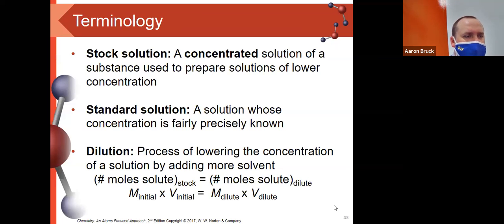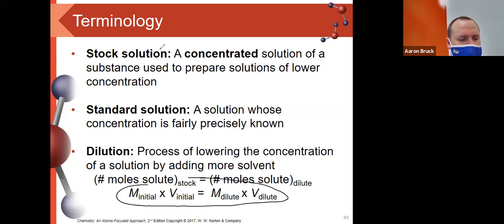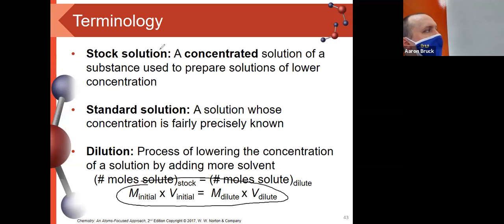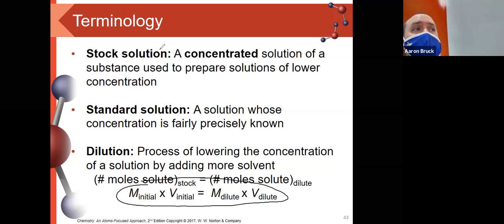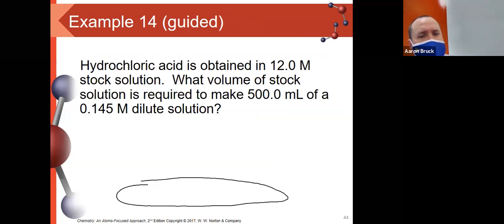for calculating dilutions. And in particular, this equation is especially useful for making solutions. So if I have a stock solution, I want to make a diluted solution, how much of the stock solution do I need to make? How much of the stock solution do I need to use? And then we did an example.